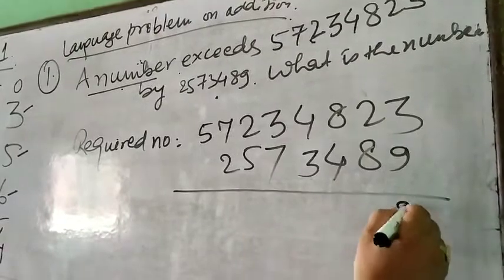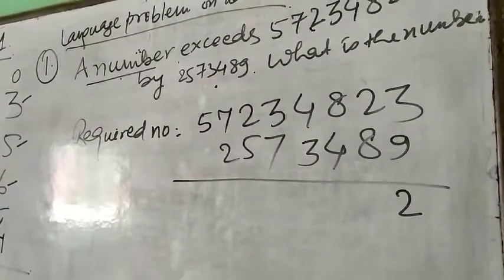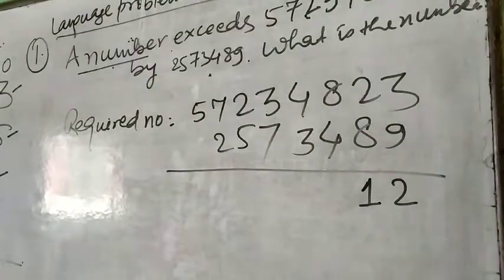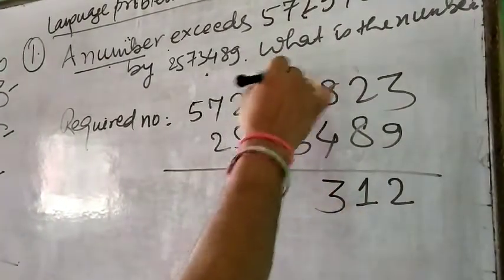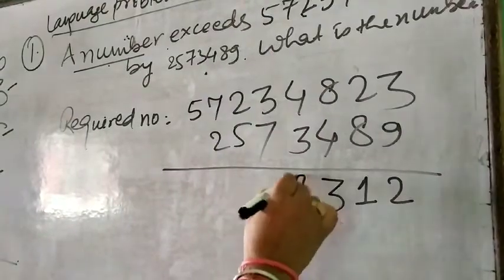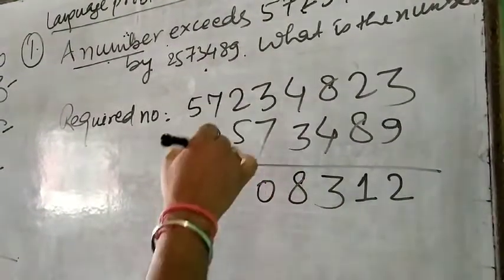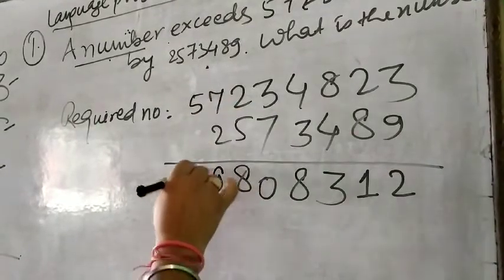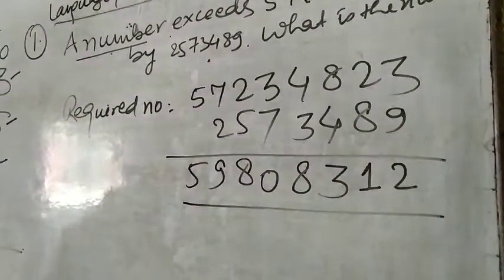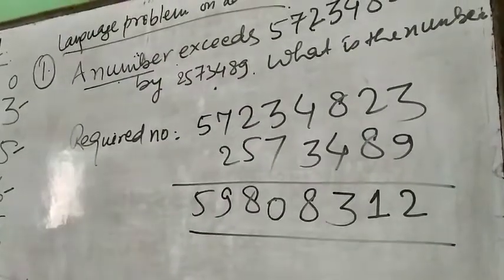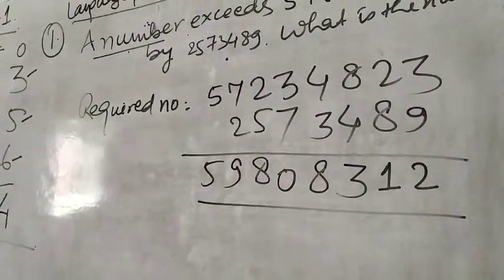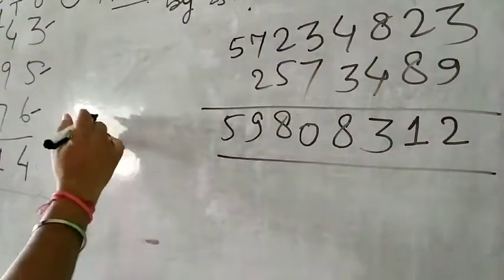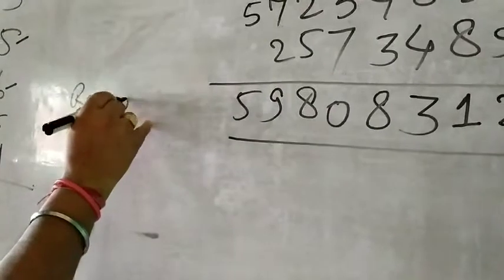Here we got 9, 3, 12, 10 or 1, 11, 13, 1, 8, 0, 8, 9, 5, and that's your result: 5980831. That is the required number.